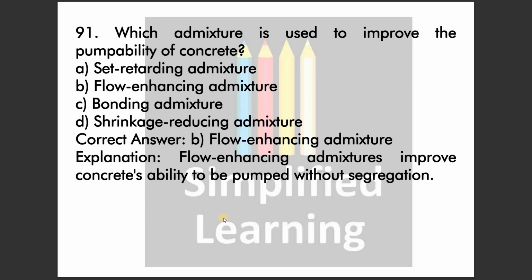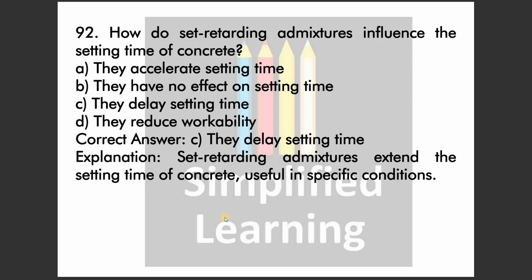And which admixture is used to improve the pumpability of concrete? Means in order to pump concrete from point A to point B, then we will be using flow enhancing admixture. Okay, means workability is increased without causing any problem of segregation or bleeding. How does self-retarding admixture influence the setting time of concrete? They extend the setting time of concrete. Okay, they delay the setting time in a specific condition.